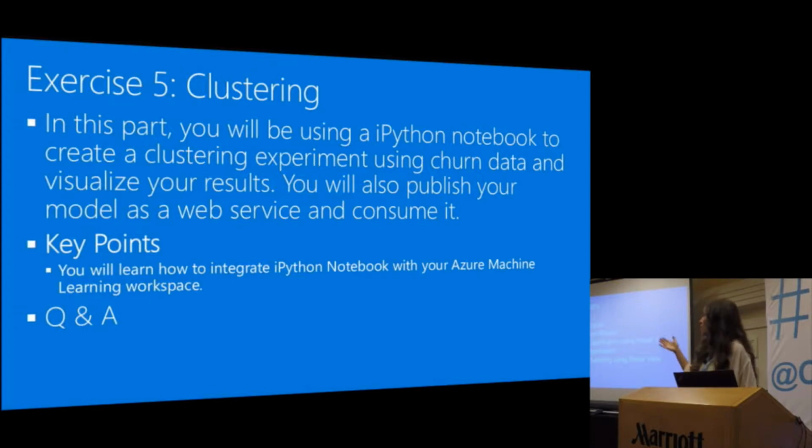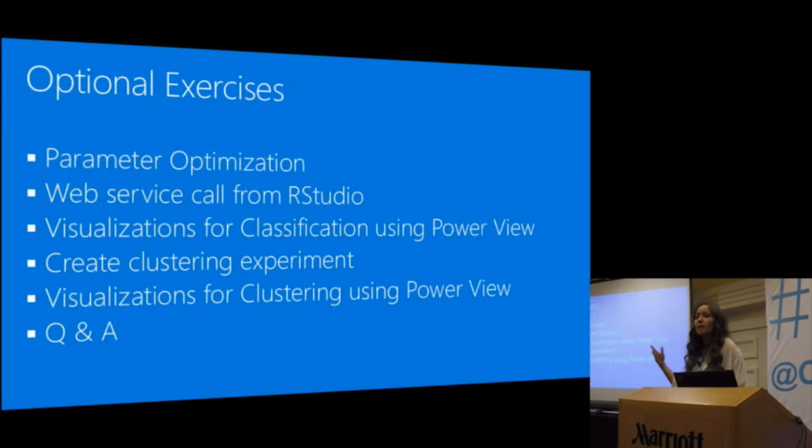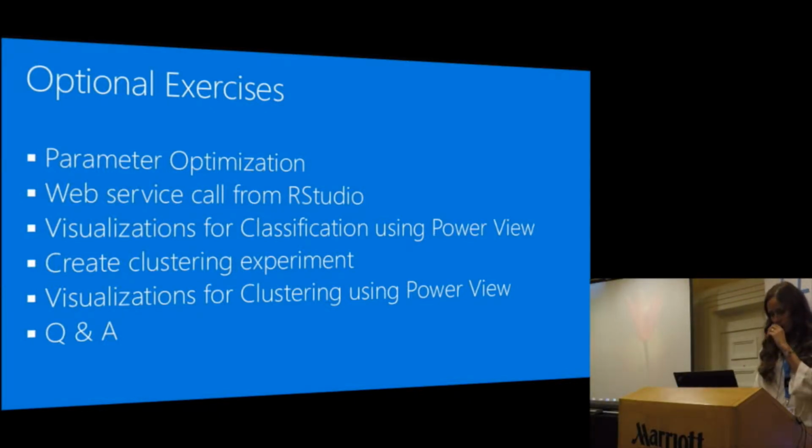The optional exercises are in the manual itself that I've distributed through the zip file on the GitHub. You can do visualizations with PowerView, how you call the web service from RStudio, parameter optimization with Azure ML, and so on. So if you wanted to do a self-paced exercise, these are some optional exercises in the lab manual. Having said that, I'm going to go to my workspace here.